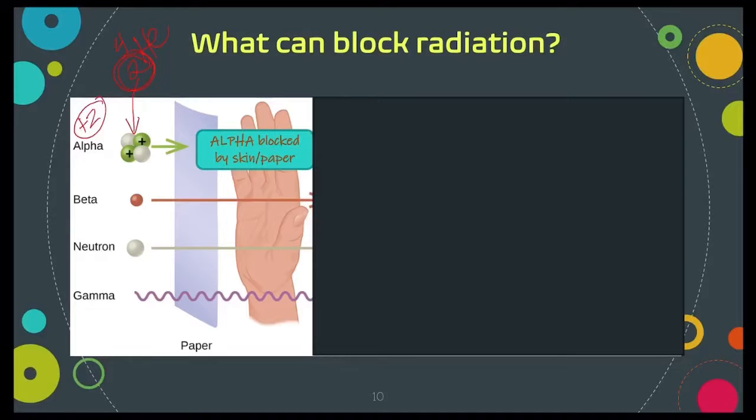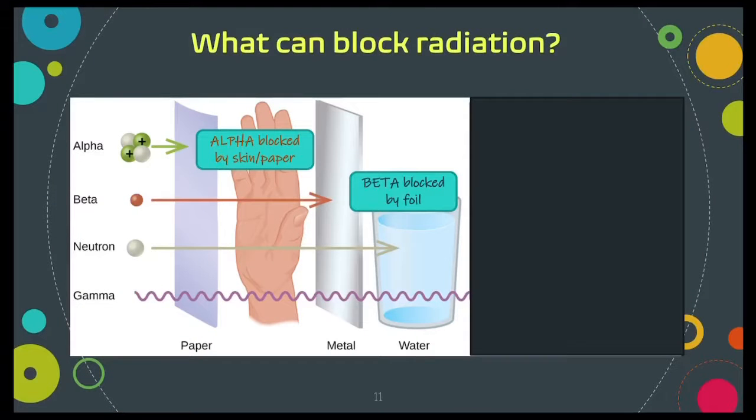The beta particle needs something a little bit more dense, some more dense material to block it. So what we would need is something like a metal foil, something like aluminum foil, copper foil, tin foil, any kind of metal foil a couple millimeters thick will effectively block a beta particle.